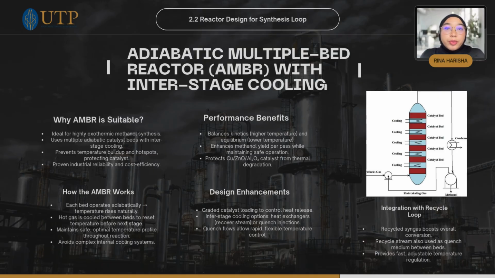So today I will explain why the adiabatic multiple bed reactor, or AMBR, is widely used in the methanol synthesis loop. Methanol synthesis is a highly exothermal process, which means a lot of heat is released inside the catalyst bed. If this heat isn't managed properly, the temperature can rise too quickly, creating hotspots that damage the catalyst and reduce efficiency.